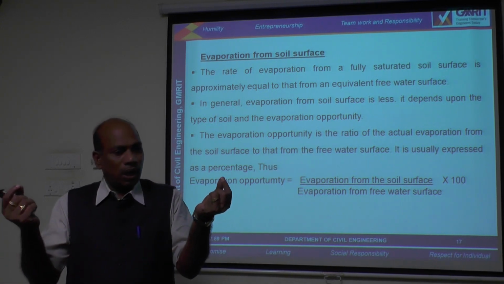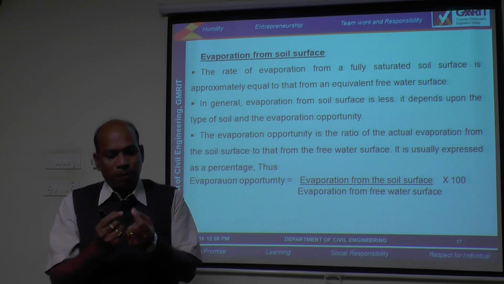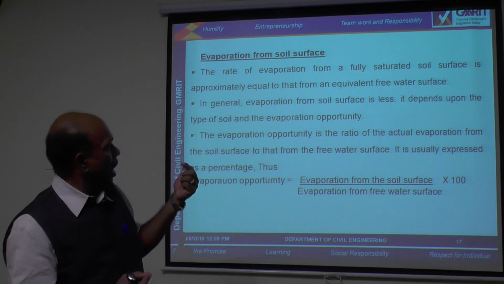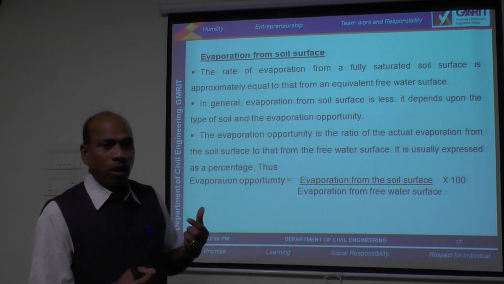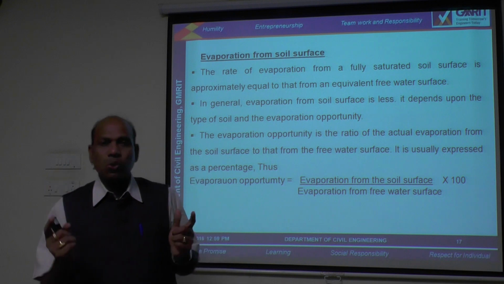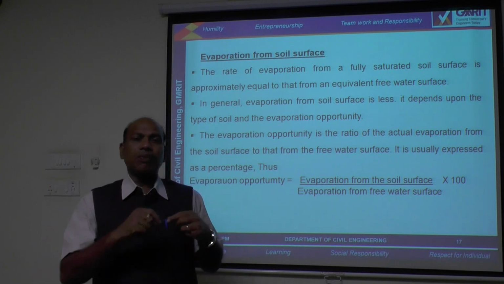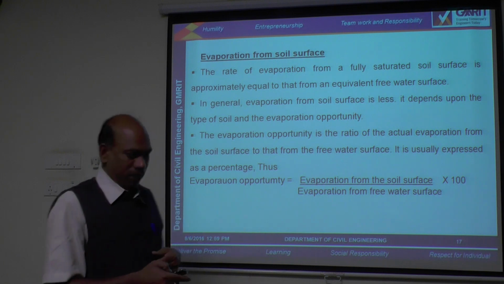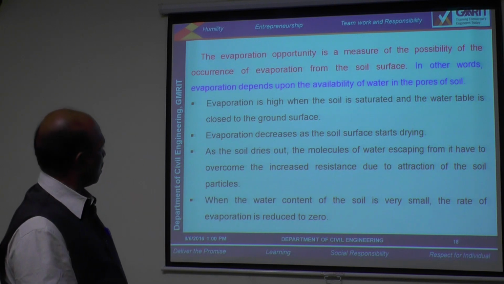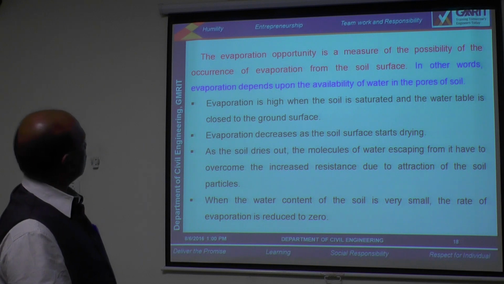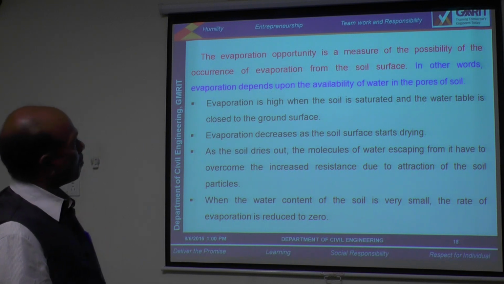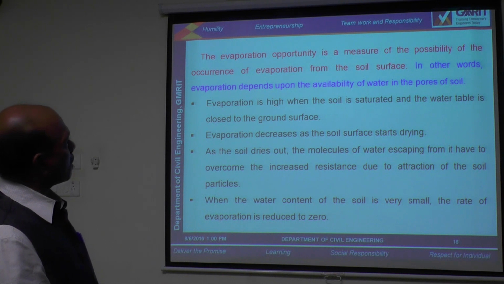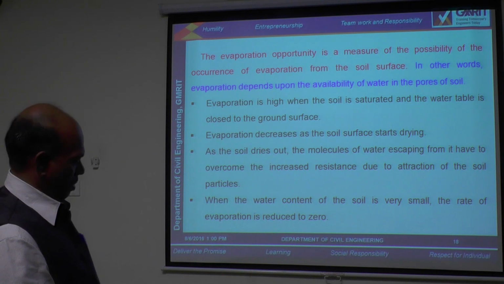So, to calculate actual evaporation from the soil surfaces, we introduce one term, that is evaporation opportunity. Evaporation opportunity is the ratio between the evaporation from the soil surface to that of evaporation from the water body or water surface. Right? The evaporation opportunity is a measure of the possibility of occurrence of evaporation from the soil surfaces.